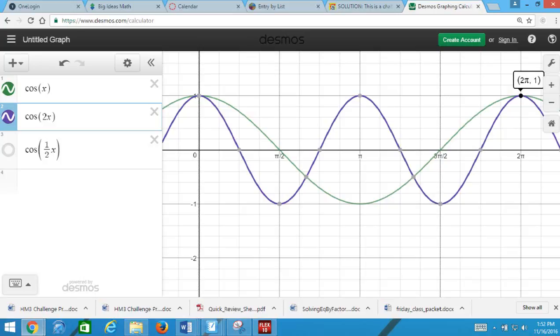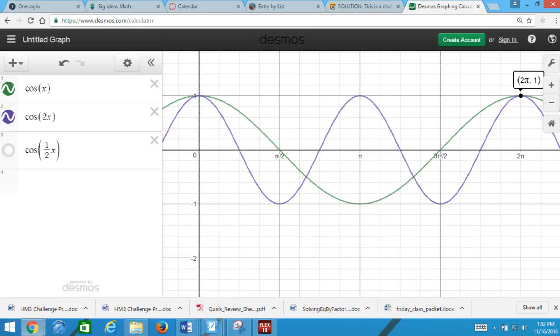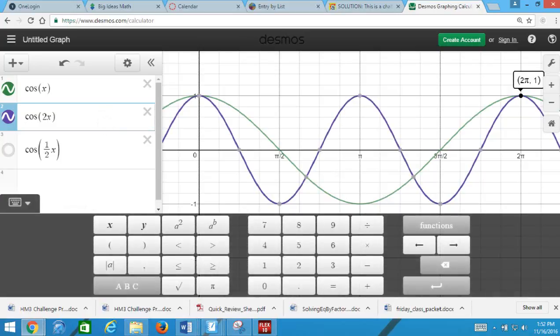Now what we're going to do is solve equations that have numbers in the spot next to the x. We haven't done that yet. When we talk about solving equations, we're talking about finding the x-intercepts. When I had a regular cosine, I had 2 x-intercepts. But when I had cosine 2x, I had how many x-intercepts? 4 of them. It doubled it.